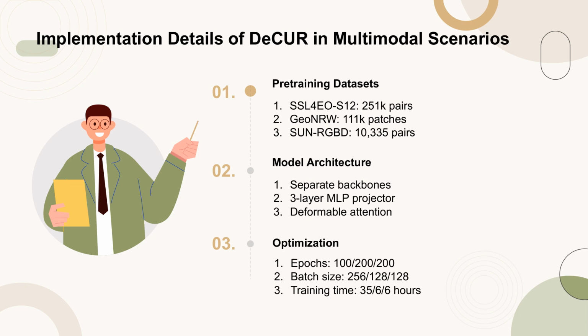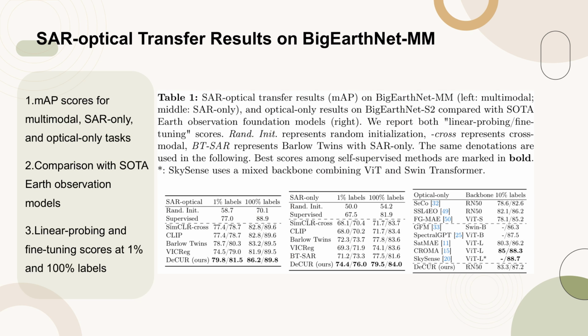Deformable attention is applied to enhance the ResNet-50 backbone. The optimization process follows specific protocols with varying epochs and batch sizes for different datasets, and the training is distributed across multiple GPUs, taking approximately 35 hours for SSL4EO-S12 and 6 hours each for GeoNRW and SUN RGB-D. Table 1 presents the transfer results of SAR-optical models on BigEarthNet-MM, focusing on multimodal, SAR only, and optical only tasks.